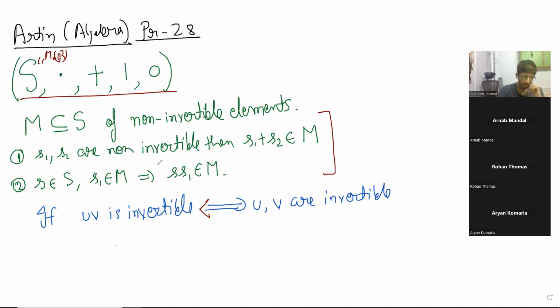So the second one is true. Right, but the first one is not true. Yes, the first one is not true. So you can use a simple counter example, like (1, 0) and (0, 1).